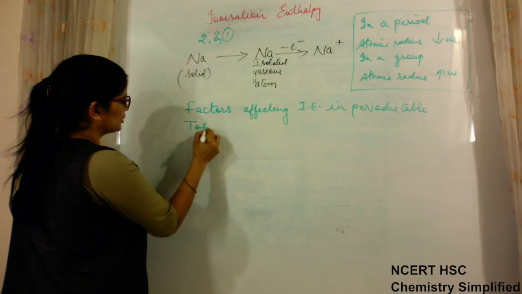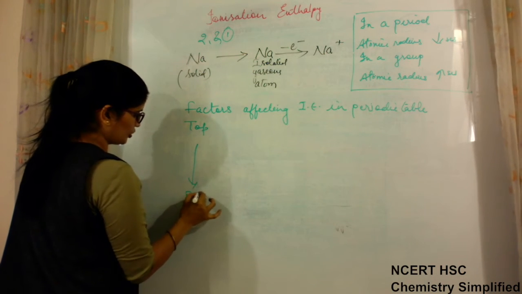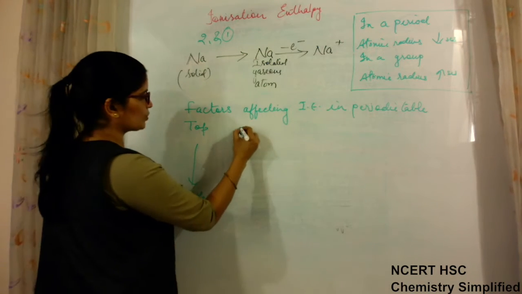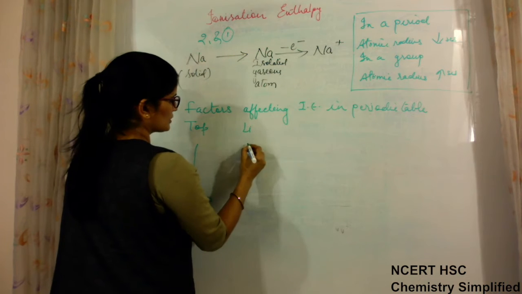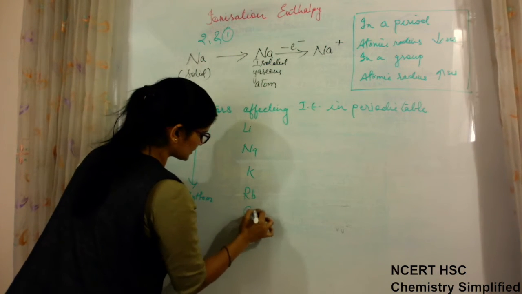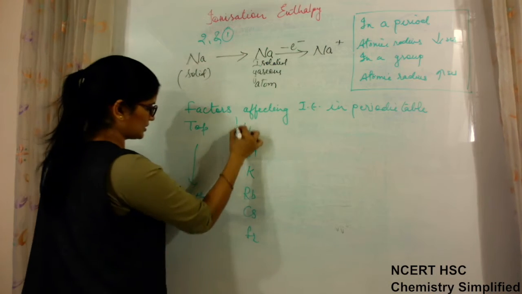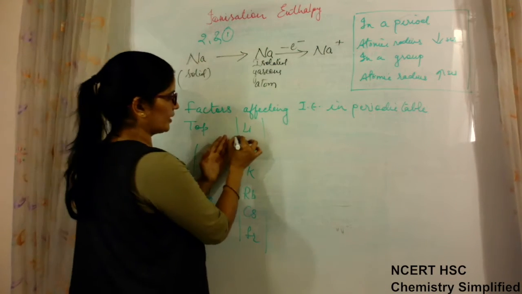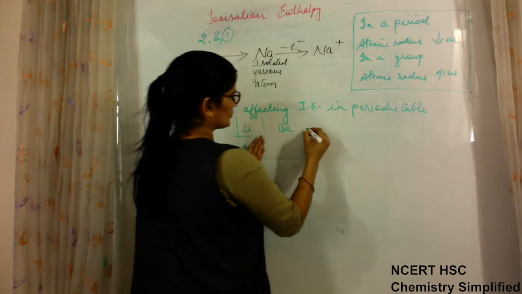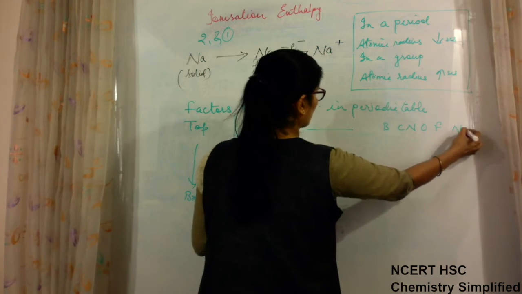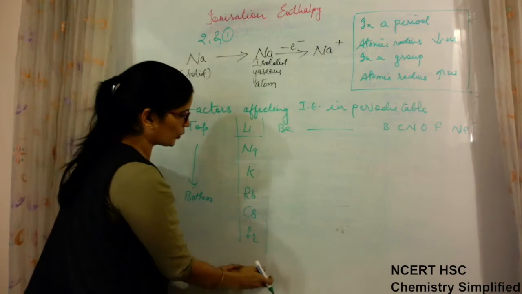From top to bottom in the periodic table. What does top to bottom mean? Lithium was here, then sodium, potassium, rubidium, cesium and francium. This is a group. We talked about lithium just now, then beryllium, boron, carbon, nitrogen, oxygen, fluorine and neon. This was a period. Now this is a group.